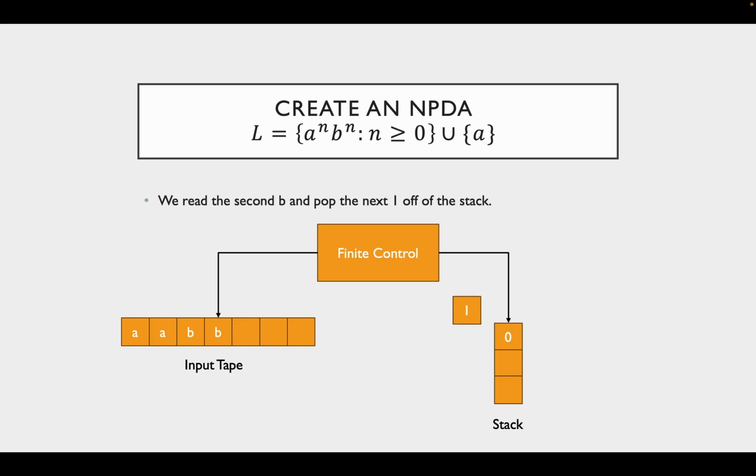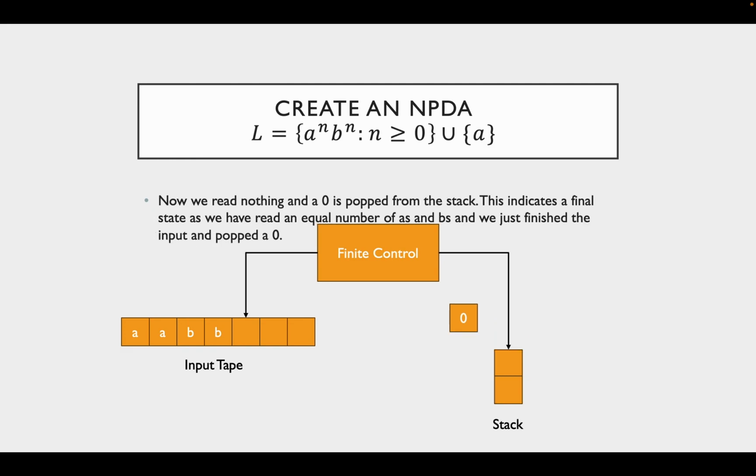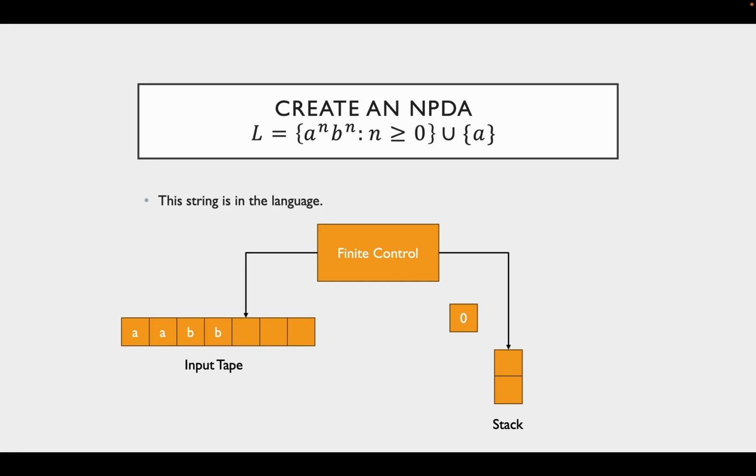Now we read our second B and we pop the next 1 off of the stack. We're happy here because we're seeing 1s on the stack and we're reading B's. So we're just counting our B's at this point. We move on to the next input and we don't push anything on the stack. Now we read nothing because our input string is gone, we've consumed it all, and a 0 was popped from the stack. This indicates a final state as we've read an equal number of A's and B's and we just finished the input and popped a 0. This string is in the language.